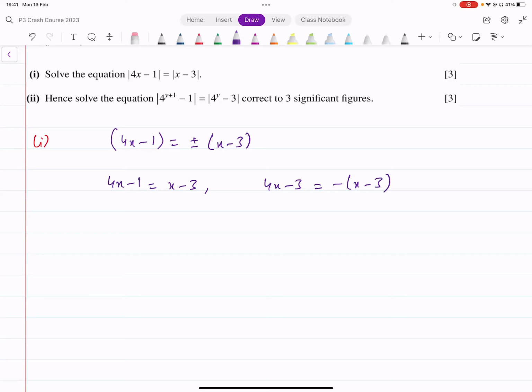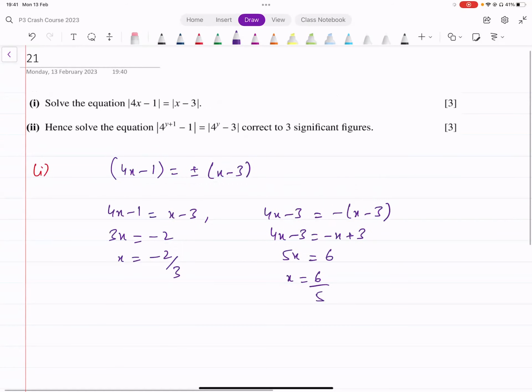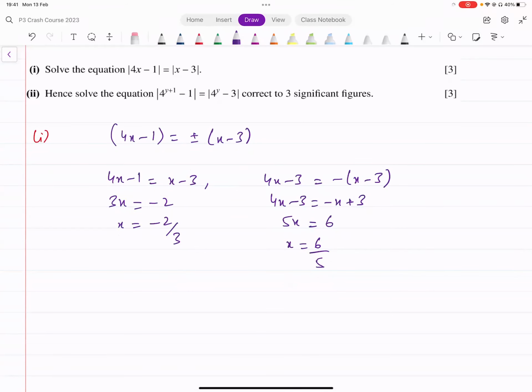The first equation gives you 3x equals minus 2 and x equals minus 2 over 3. The second equation gives you 4x minus 1 equals minus x plus 3, and that's 5x equal to 4, x equals 4 over 5. These are the two answers that I'm getting from this first part. Okay, minus 2 over 3. Sir, is there something wrong here? 4x minus 1. Oh yeah, sorry about that. So this was 4x minus 1, not 3. On the left side, this is 4x minus 1.